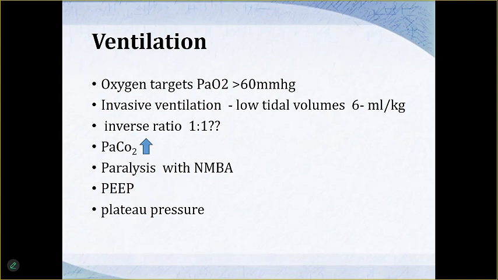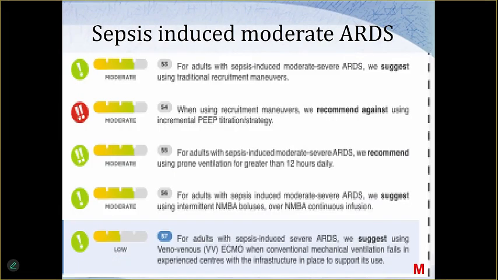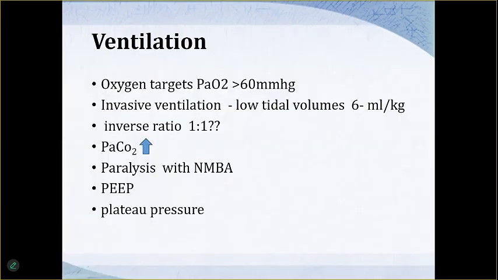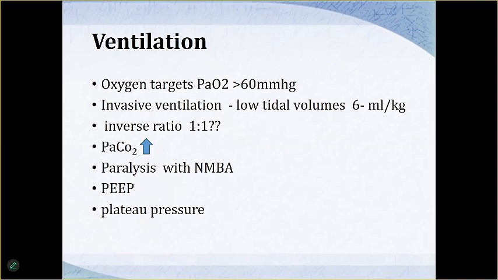Can we go on inverse ratio ventilation? Because it is going to help the patient to open up the lung, the parts that are filled with secretions and which are closed up, which are not taking part in gas exchange. 1-to-1 ratio, can we do that? Well, the PaCO2 is 56.